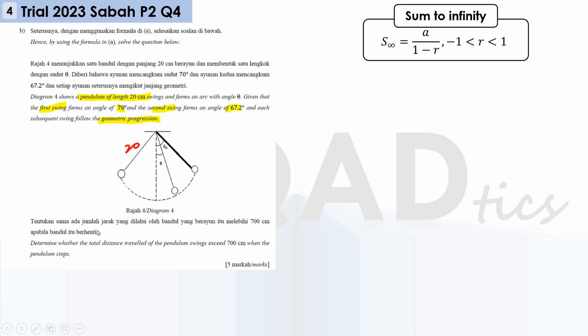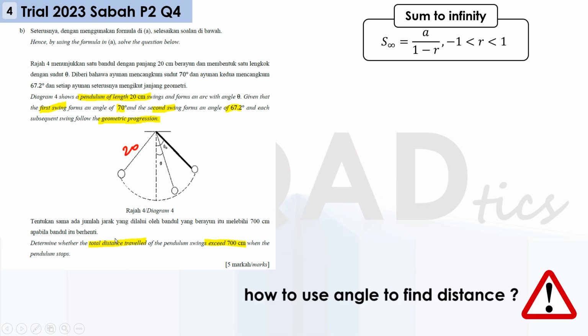So now the question tells us to find whether the total distance traveled from the pendulum exceeds 700 cm until it stops. Okay, so again, the pendulum stops, meaning we are going to use the sum to infinity to find the total distance traveled. But the issue is, how do I use the angle here to find the total distance traveled, right?